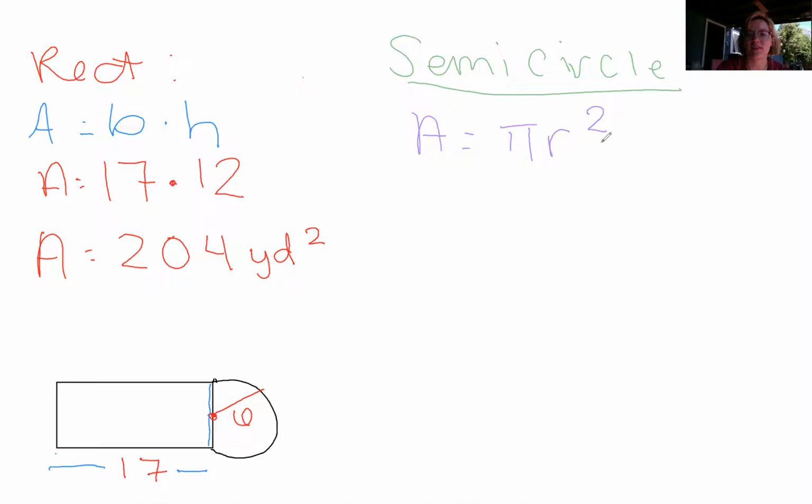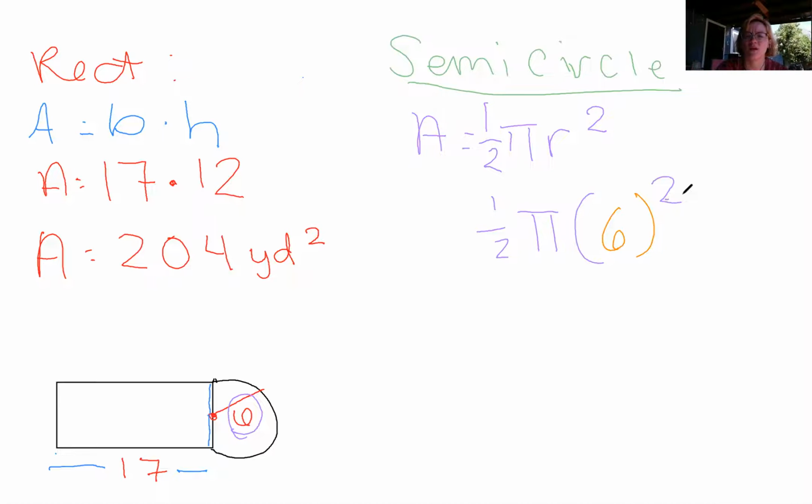So in order to find the area of a semicircle, we need to cut the whole thing in half, okay? Looking back at that circle, my radius here we said was 6. So I'm gonna plug that in. Area is 1/2 pi times 6 to the second power.